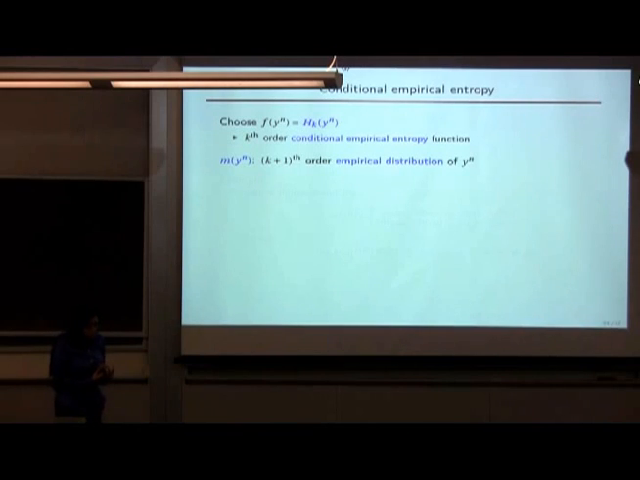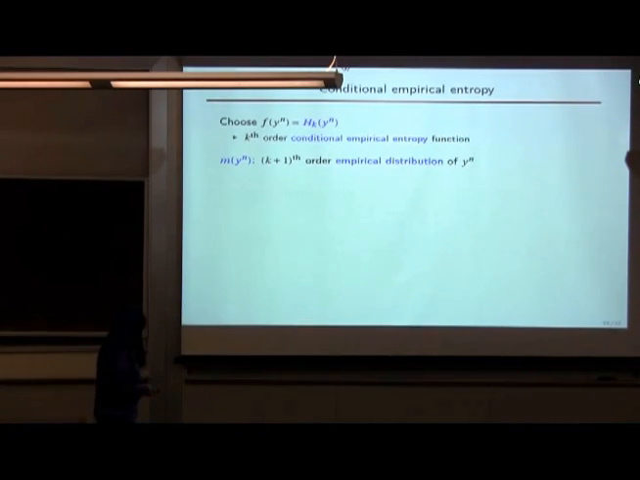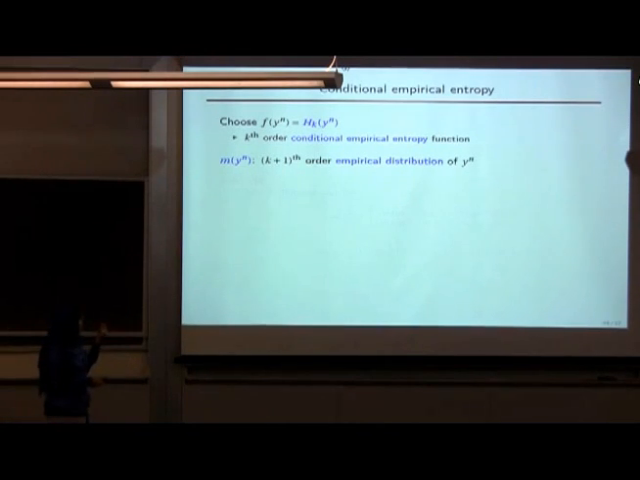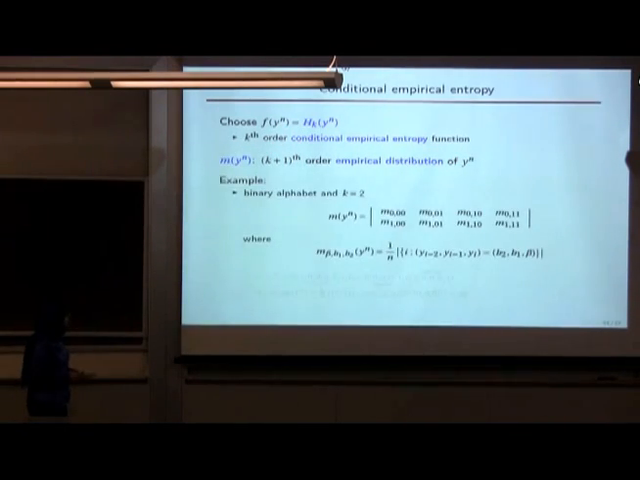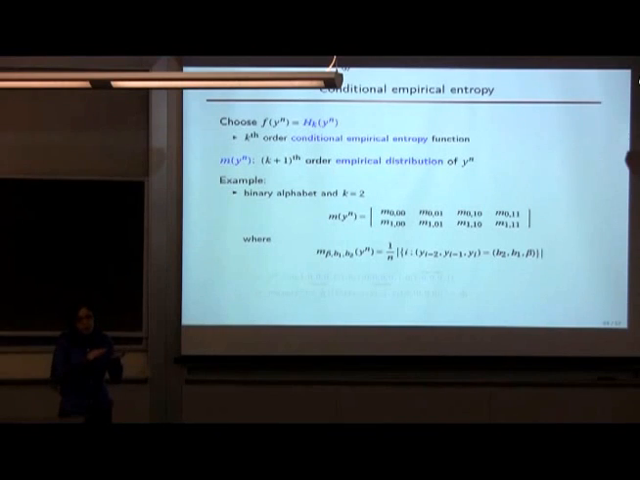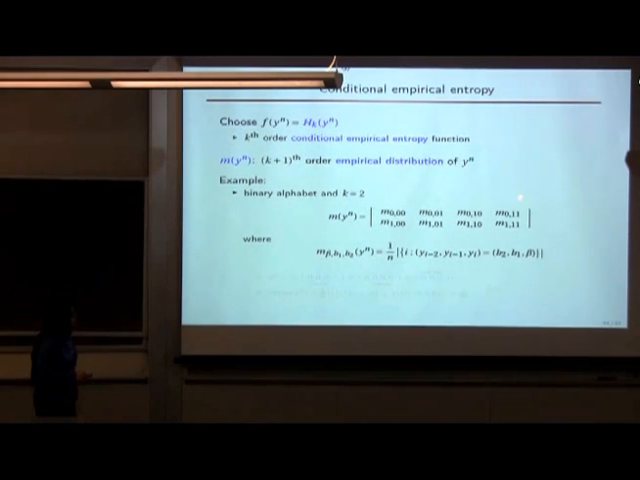So in order to find the minimizer of this cost, we look at one specific function f. We look at H_k of y^n, which is the conditional empirical entropy. It's a valid measure of compressibility, and it's defined in terms of m of y^n, which is the k plus 1'th order empirical distribution. So let me define it through an example. Assume that I have a binary source, alphabet 0, 1, and k is 2. Then m of y^n will be a matrix of 2 by 4. Every row in this matrix corresponds to one of the symbols in the alphabet. So the first row corresponds to 0, the second row corresponds to 1, and every column corresponds to a binary k-tuple. So I have 00, 01, 10, 11.